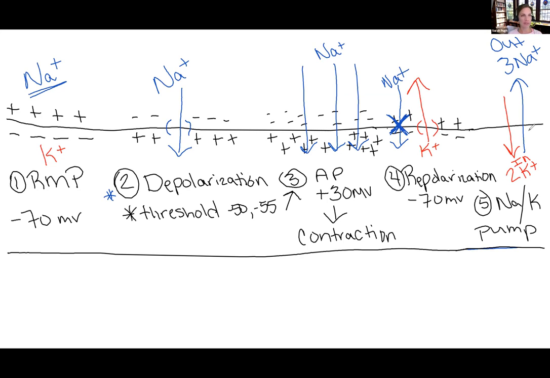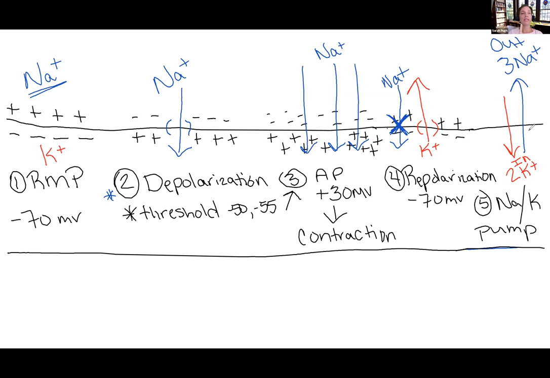Why is this important? Well, in steps 1, 2, 3, and 4, we have altered our membrane potential, right? We started at -70. To get an action potential, we have to bring it up to +30. And then during repolarization, we bring it back to -70. So from an electrical standpoint, we're good. We're back at the right millivolts there. But from an ion standpoint, we're not good.